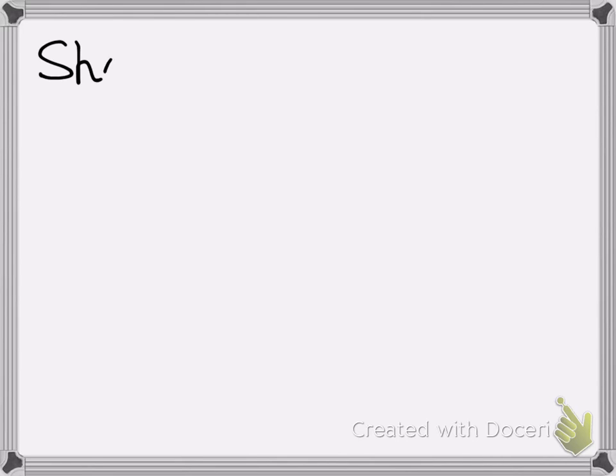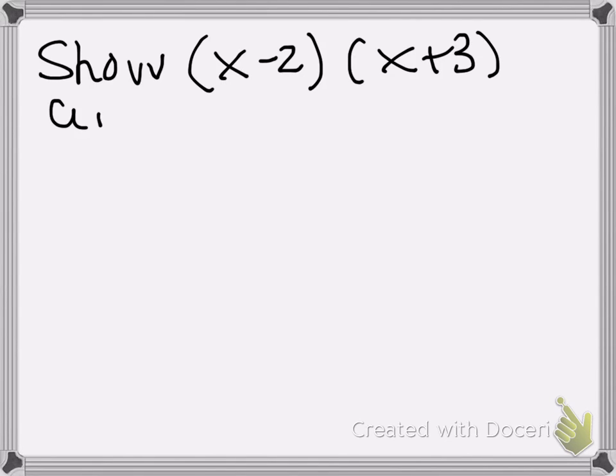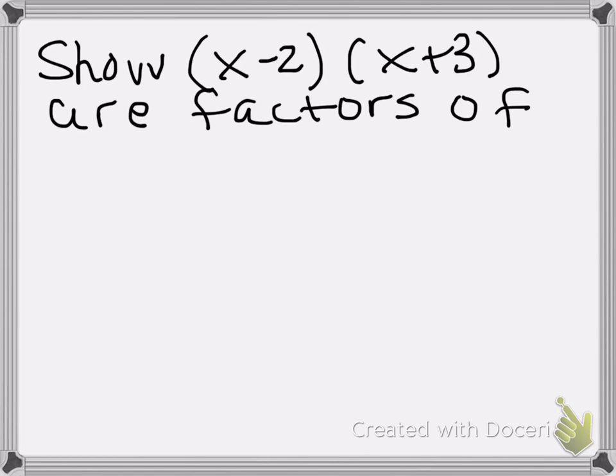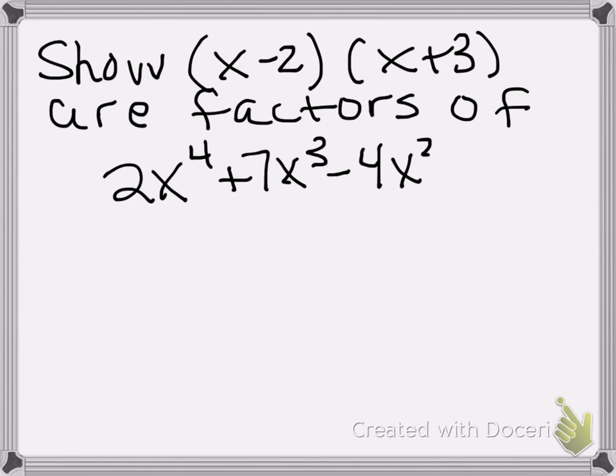I'm going to get you to show me, okay, that these two factors, x minus 2 and x plus 3, are factors of this big polynomial right here, 2x to the 4th plus 7x cubed minus 4x squared minus 27x minus 18.